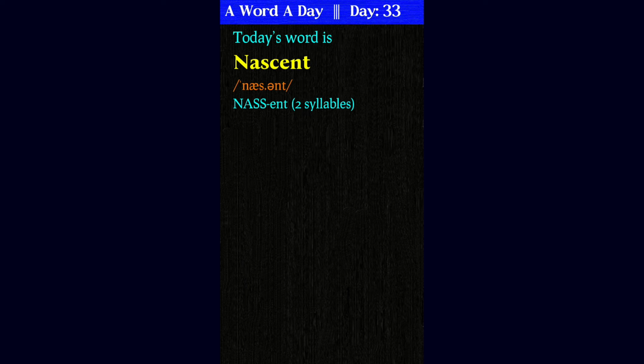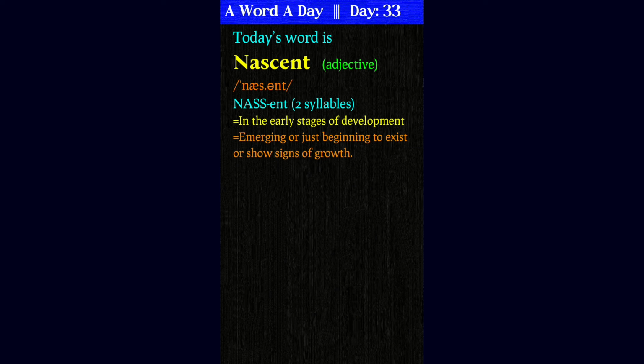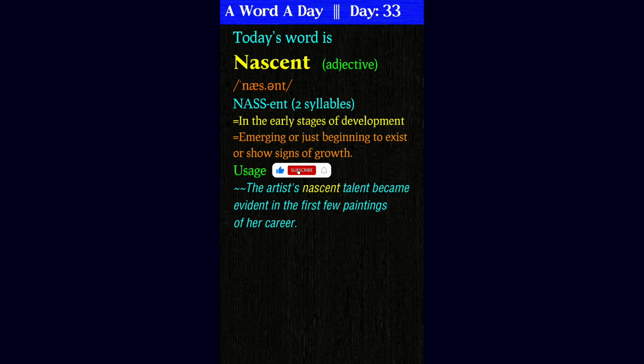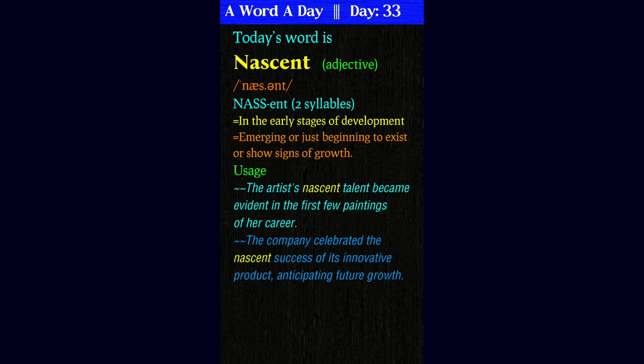Day 33. Today's word is nascent. Nascent. 2 syllables. Nascent is an adjective. Nascent means in the early stages of development, or emerging or just beginning to exist or show signs of growth. Usage. The artist's nascent talent became evident in the first few paintings of her career. The company celebrated the nascent success of its innovative product, anticipating future growth.